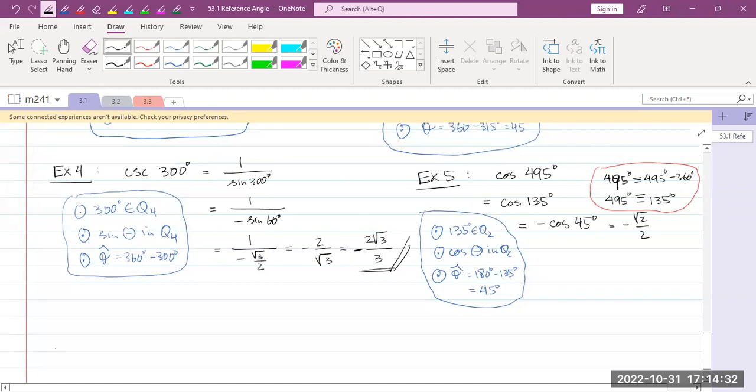Now, example 6, we go backward. Suppose we know the trig value instead. Excuse me. So suppose sine theta equals negative 0.5592 and theta is in quadrant 3. Find theta.